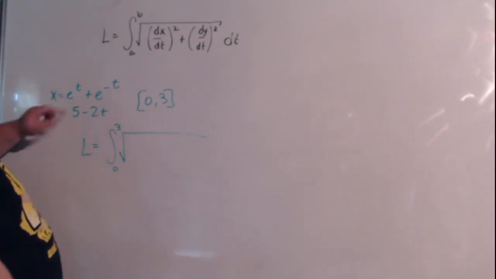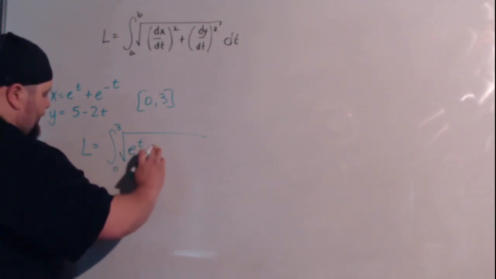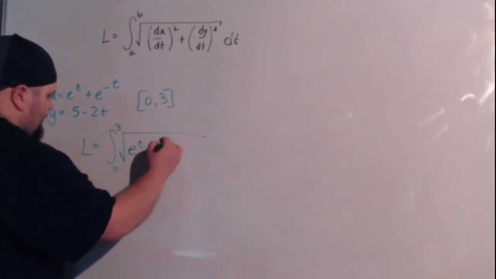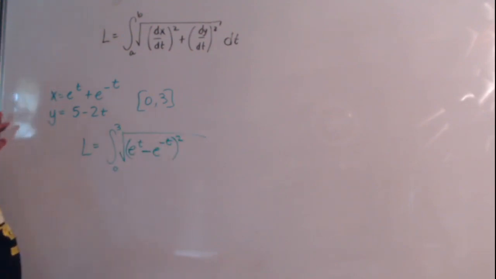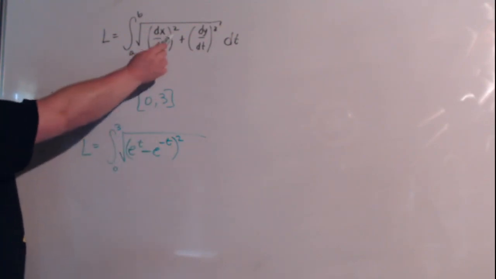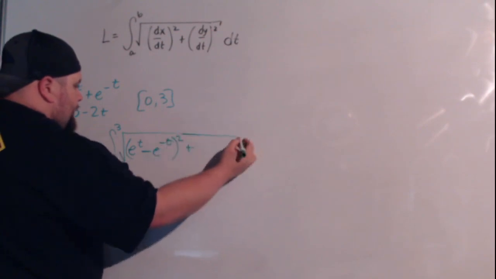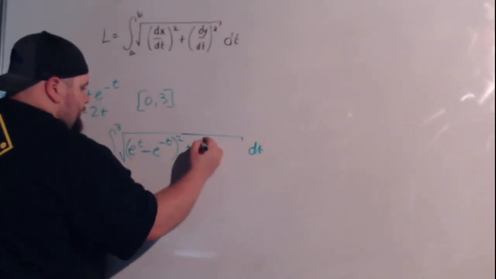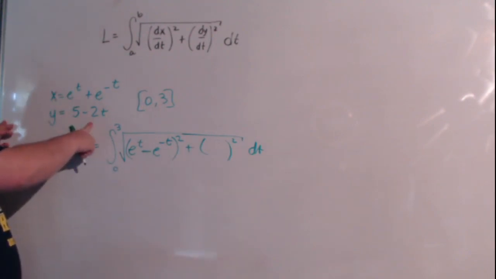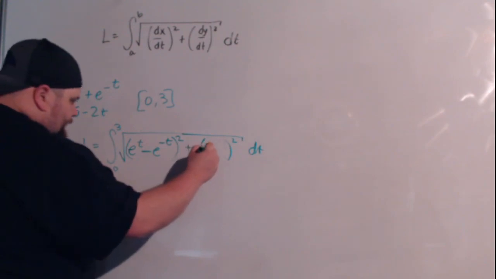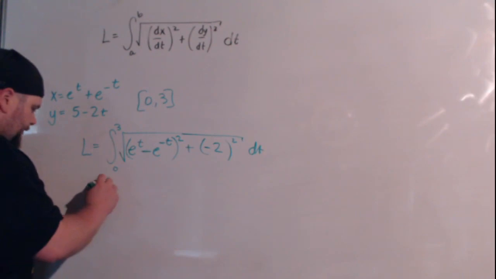So dx/dt, all right, that's e to the t minus e to the minus t. Quantity squared, right, that's the derivative of x squared, plus derivative of y is negative 2. So I'm going to go ahead and square all this out.